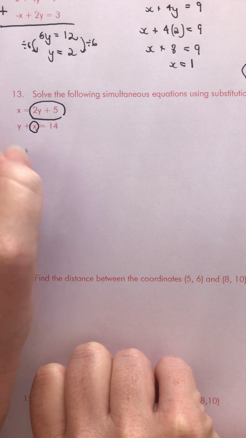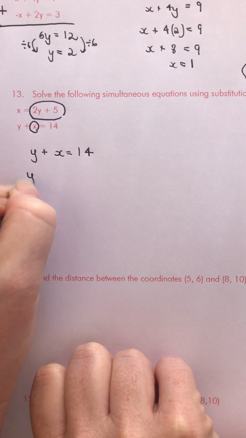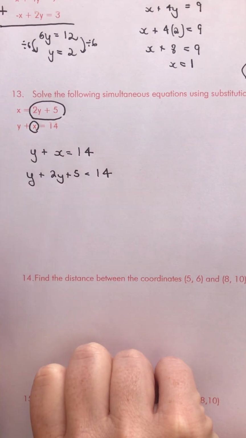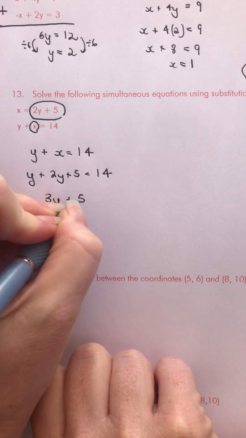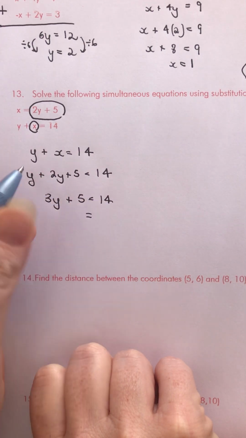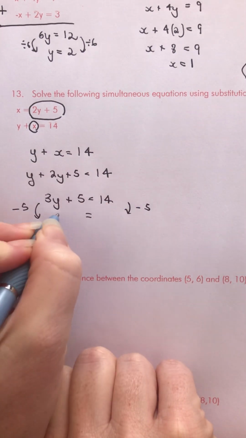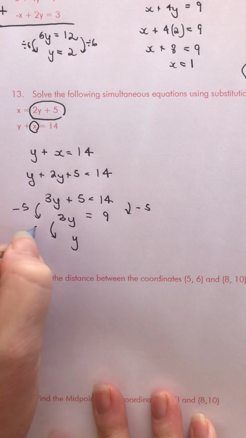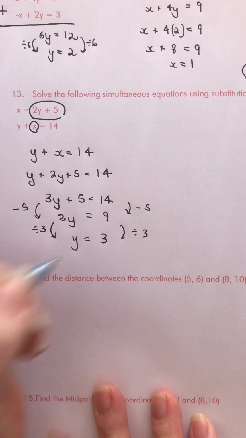So instead of writing y plus x equals 14, we're going to write y plus 2y plus 5 is equal to 14. Now y plus 2y is 3y. Then we're going to take 5 from both sides and we get 3y is equal to 9. And then we can divide by 3 on both sides and we get y is equal to 3.